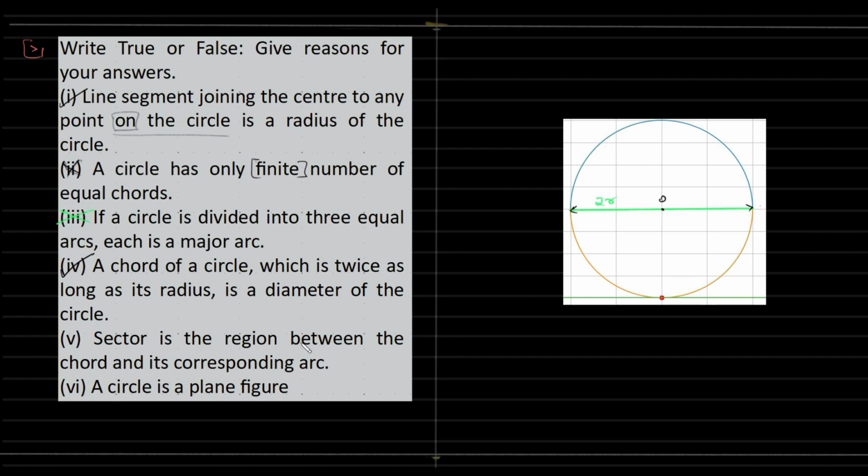Sector is a region between a chord and its corresponding arc. I hope you guys have seen the basic video on circles. A sector is nothing but a cake shape. So it is between 2 radii and an arc, not a chord. So the answer is false. A circle is a plane figure. That's the whole idea of a circle. Yes, it's a plane figure. So this is true, this is true, and this is true. And 3 are false.